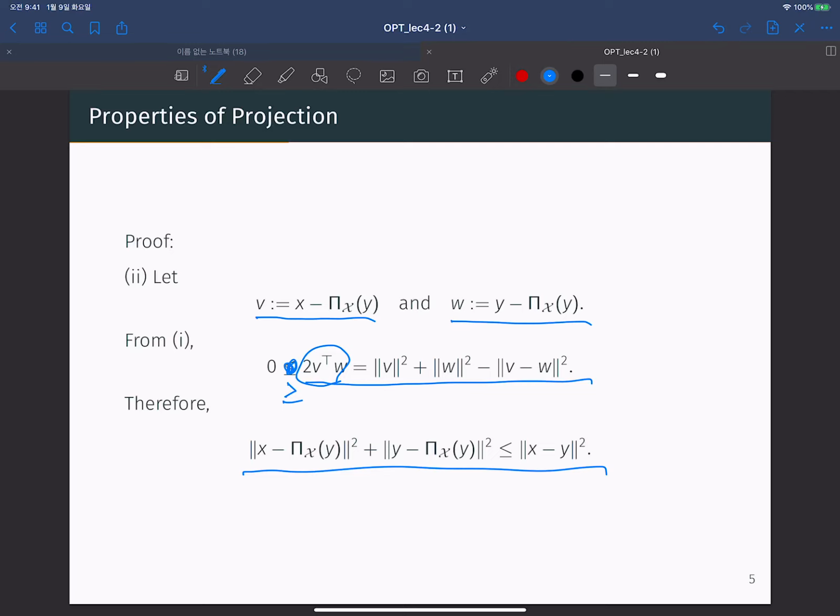Okay, so these two projection properties are very important for the remaining lecture.